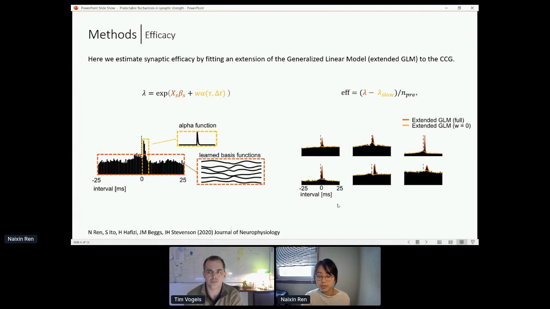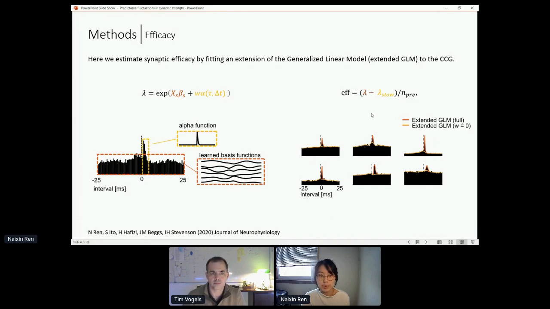On the right, you can see the model fitting results on some CCGs, which are the red lines. You can see this model fitting is able to successfully capture the shape of the CCG. In order to calculate the efficacy, we not only calculate the model fitting using the full model, we also calculate the model fitting when we set this W to be 0. In that case, there's no alpha function in this model fitting, so the model fitting only captures the slow fluctuation.